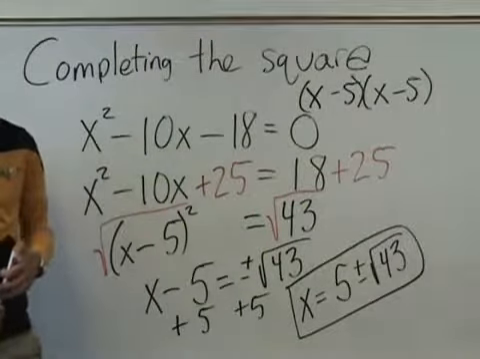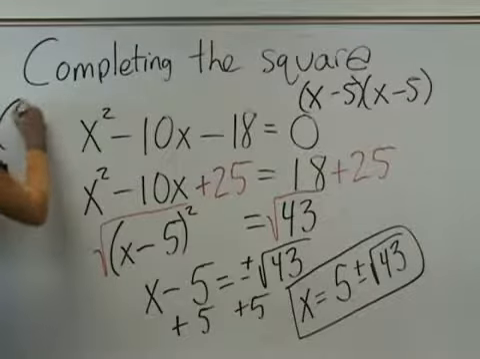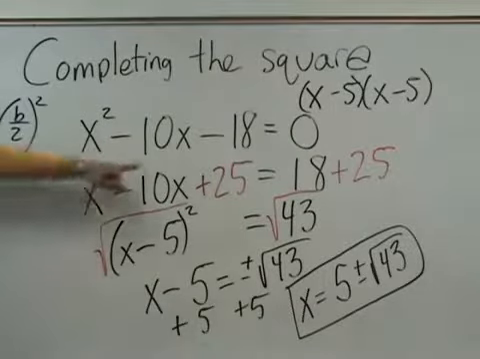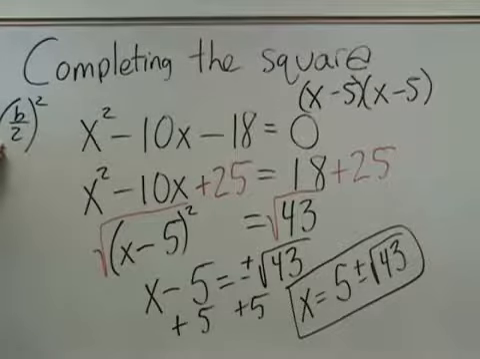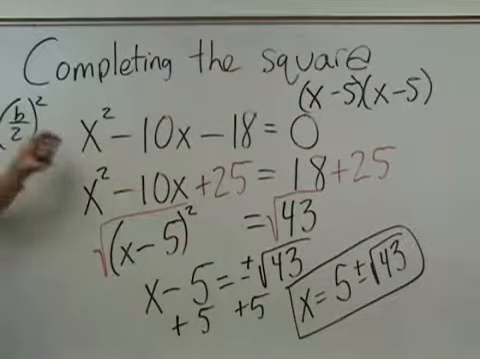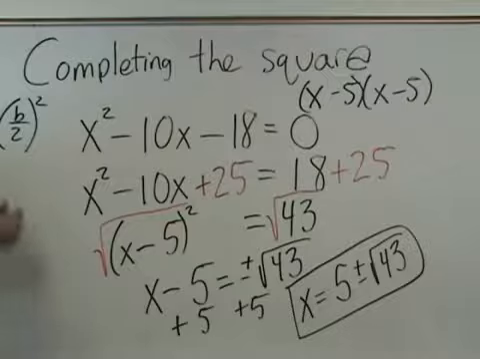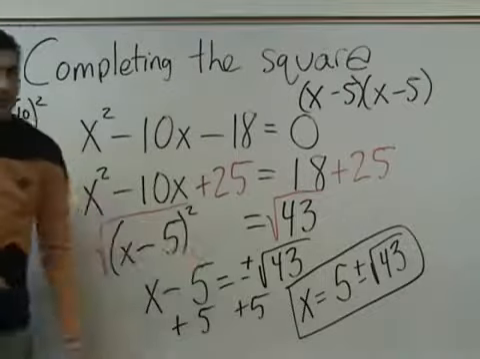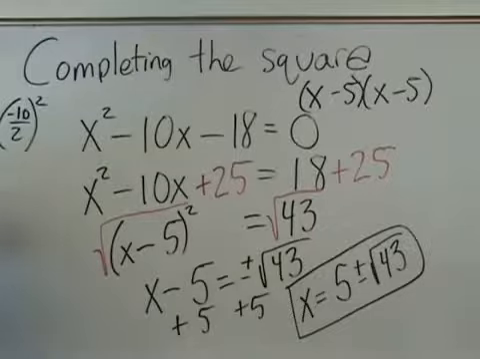Don't understand how you got 25. What's b here? Negative 10. So negative 10 over 2 is negative 5. Negative 5 squared, 25. So we'll just put in the negative 10 instead of the b to make it much easier. Can it be plus or minus square root of 43 plus 5? Yes, of course. You can add the 5 at the end as well.